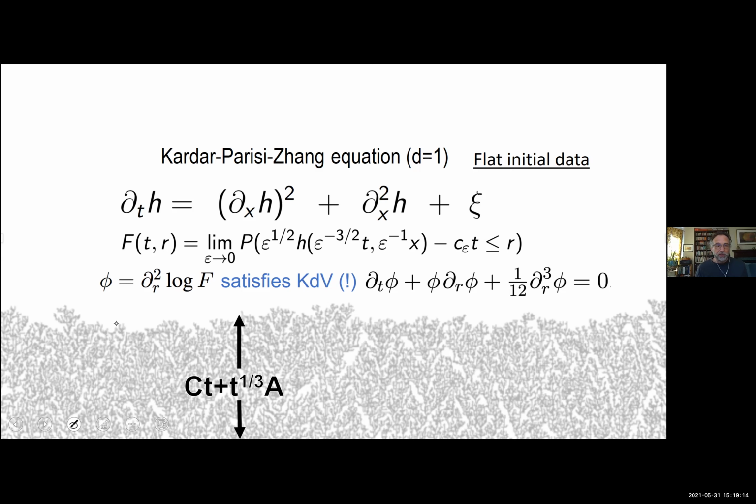So the result is that if you take this function, f of t and r, and differentiate its log twice, this function called phi satisfies the Korteweg-de Vries equation, KdV, the famous integrable nonlinear PDE. Okay, so you could stare at that for a minute and wonder how such a thing could be true.